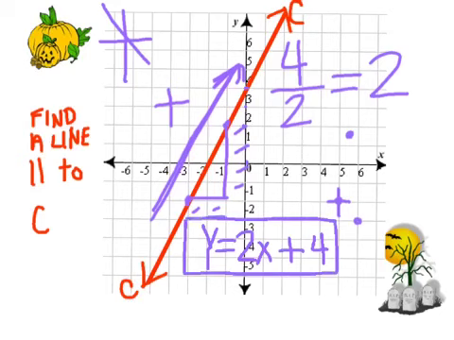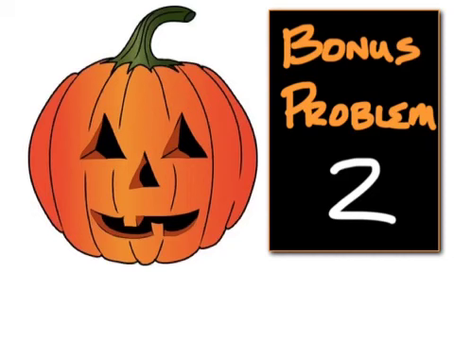Now we need to find a line that is parallel to this equation. What's it mean to be parallel? They need to have the same slope. So we have y is equal to 2x plus some number. Doesn't matter what the y-intercept is. As long as it has the same slope, it's parallel.